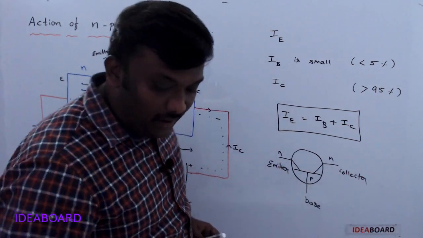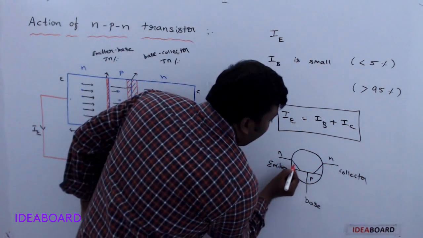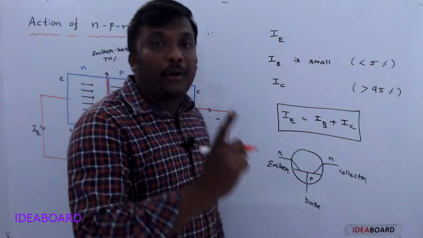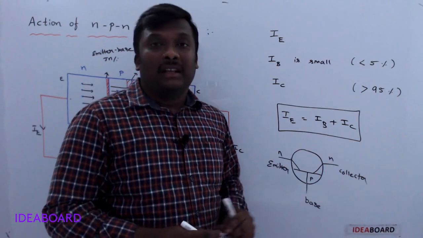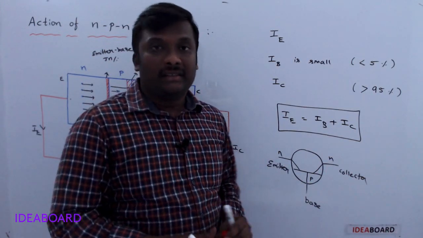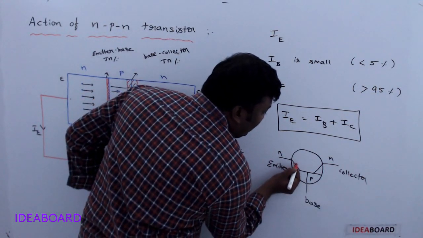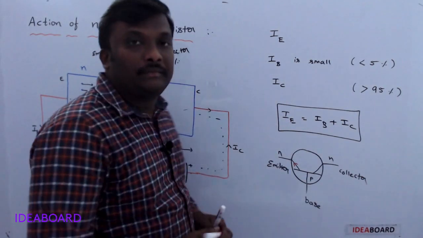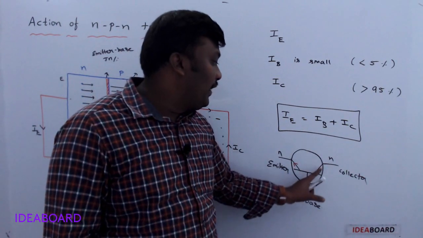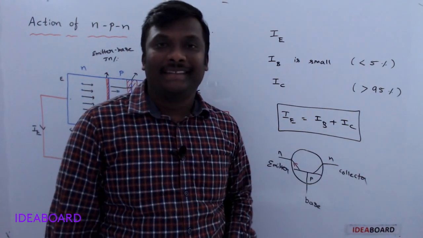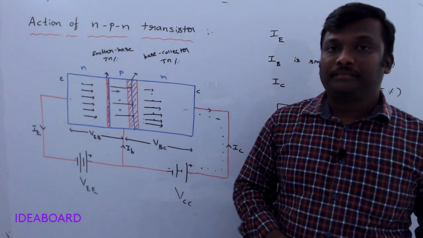And secondly, for identification, emitter is always indicated by an arrow here. An arrowhead is always present at the emitter. The direction of the arrowhead is always in the direction of conventional current. Conventional current direction is always from P to N. So here there is one arrowhead. Understand now? The arrowhead indicates the emitter. Don't write it here. If you write the arrowhead here, then it becomes the emitter. Is it clear? So this is the action of NPN transistor. Understand?